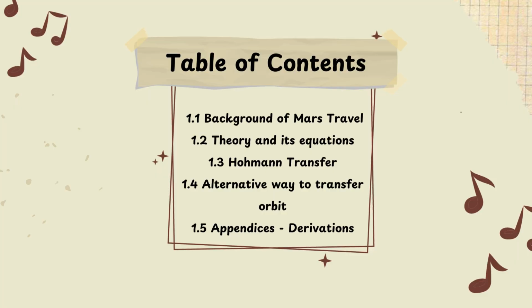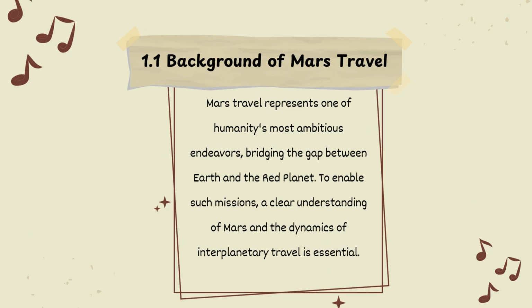This presentation consists of 5 parts. The first one is the background of Mars travel, the second is theory and its equations, the third one is Hohmann transfer, followed by alternative ways to transfer orbit, and the final one is the derivation. This slide is about the background of Mars travel.